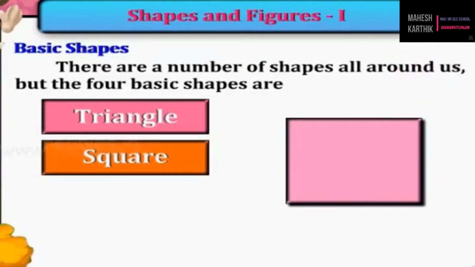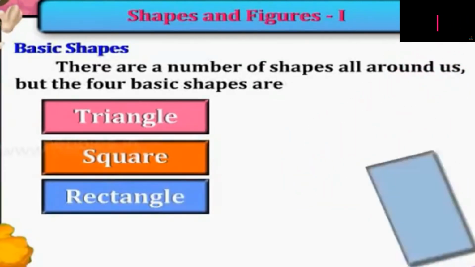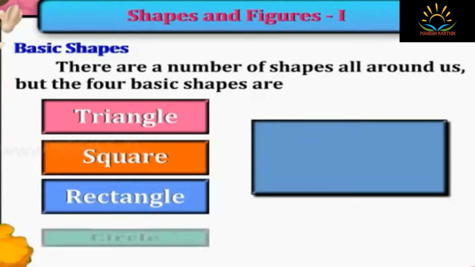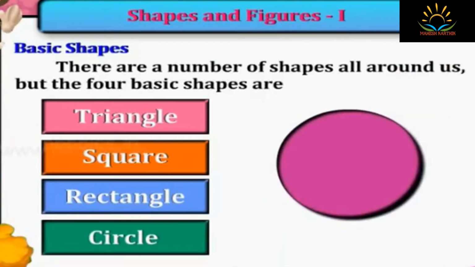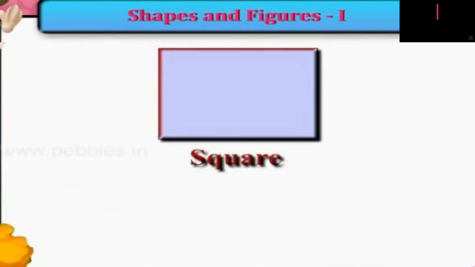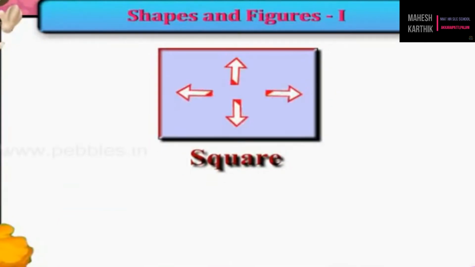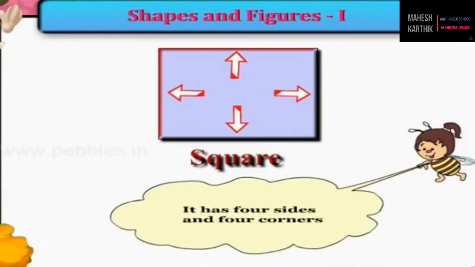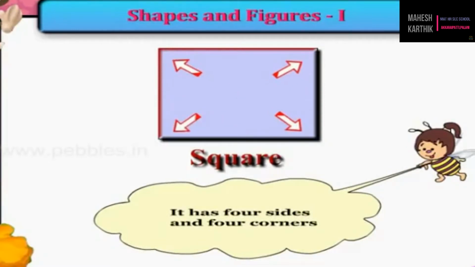square, rectangle, and circle. This is a square. It has 4 sides and 4 corners.